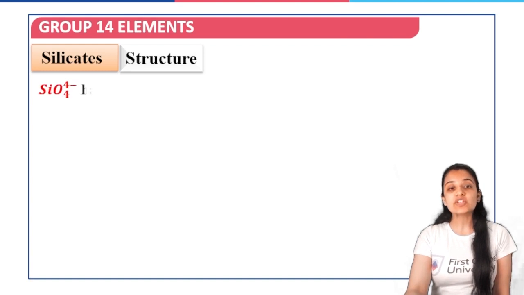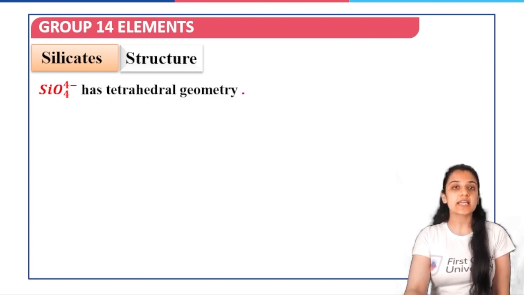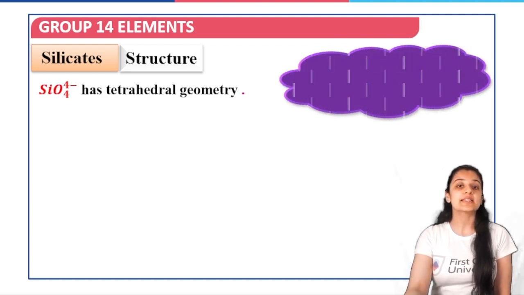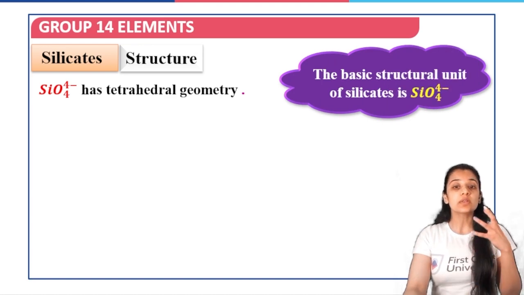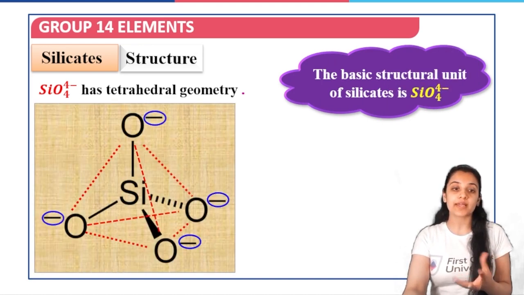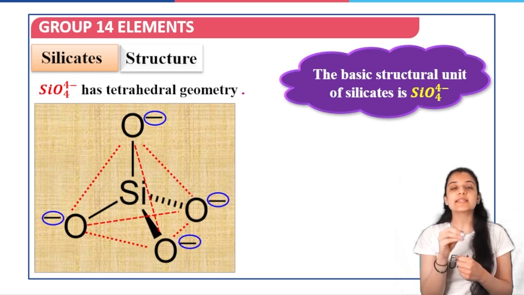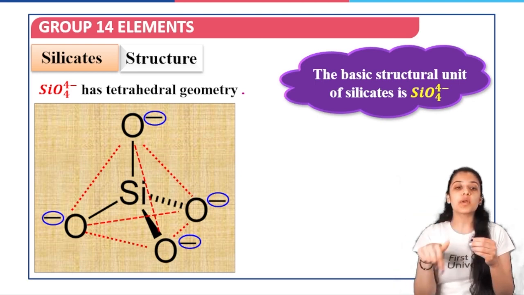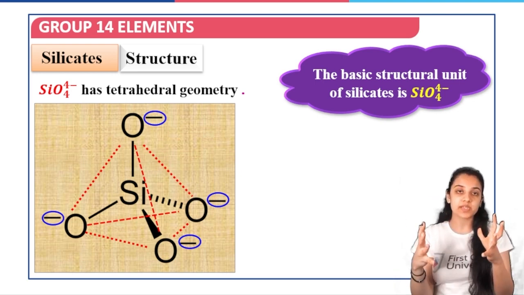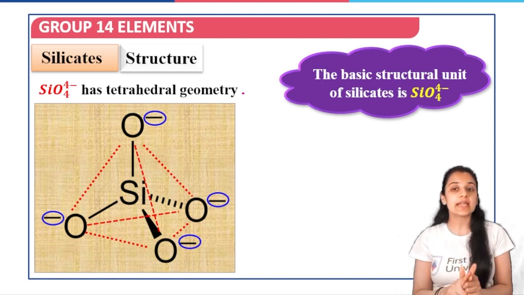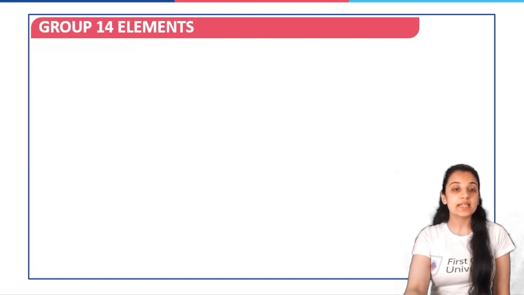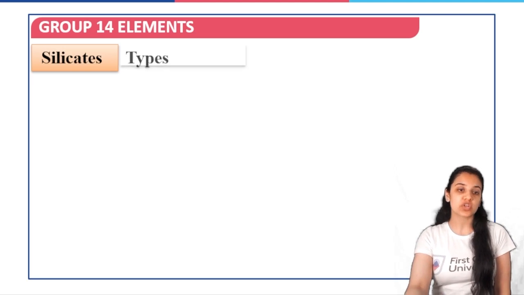Now, what is the structure of silicates? We have seen that it is an SiO4 4 minus unit with a tetrahedral geometry. So the basic structural unit is SiO4 4 minus. How does it exist? We have one silicon atom in between and four oxygen atoms attached to it, each one having a negative charge. So that is the silicate basic structural unit.